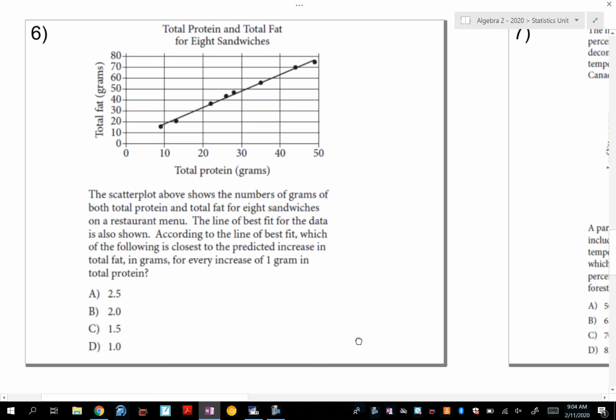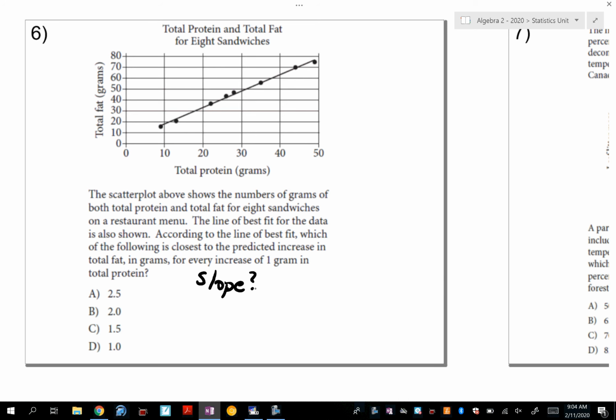It says, according to the line of best fit, which of the following is closest to the predicted increase in total fat in grams for every increase of 1 gram in total protein? So this is actually asking about the slope. Now, this is a little tricky because they don't actually give you the equation. It'd be nice if they did, because we just find the slope.